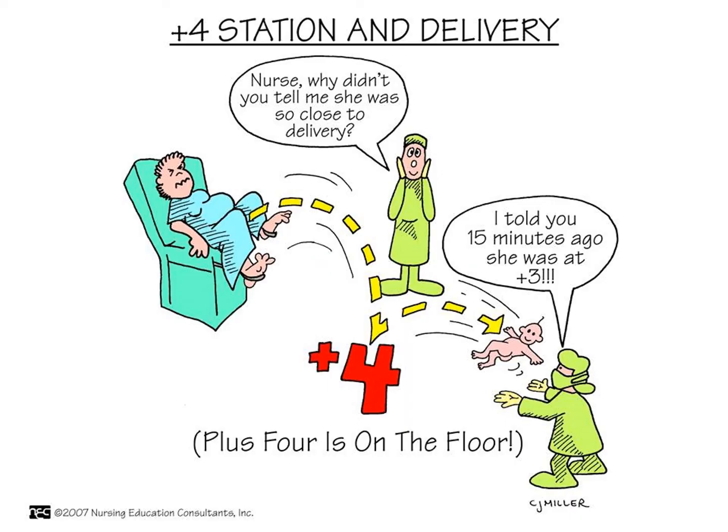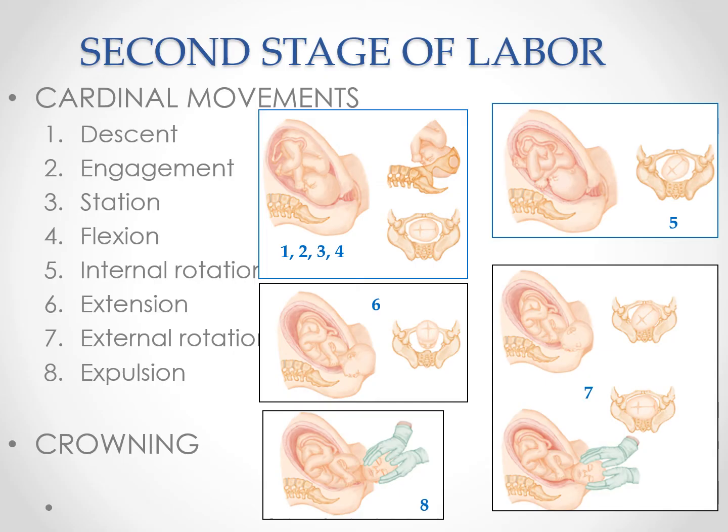A depiction that shows you the stations of delivery in relationship to delivery. If you remember, station 0 is when the presenting part is at the ischial spines of the bony pelvis, and then positives after that by centimeter: 1, 2, 3, and 4 on the floor. Plus 4 is on the floor, kind of like that tequila thing, 1 tequila, 2 tequila, and then somebody's on the floor. Anyway, once they get to plus 4, then they're delivering at that.